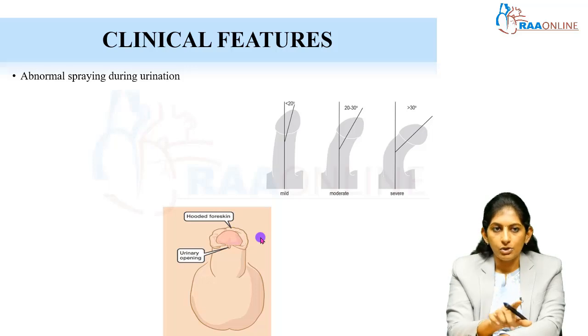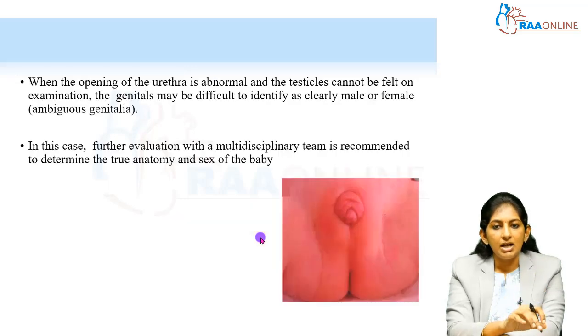Clinical feature is what I told you. Parents come to us and say there is abnormal spraying, doctor. It doesn't come in a single streamline. So that is one important clinical feature. It can be associated with other ambiguous genitalia also.